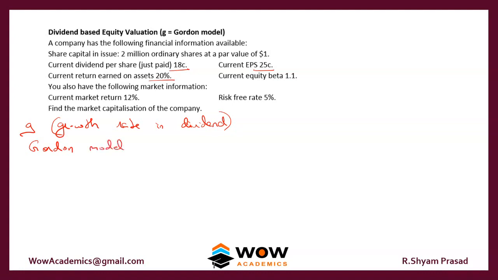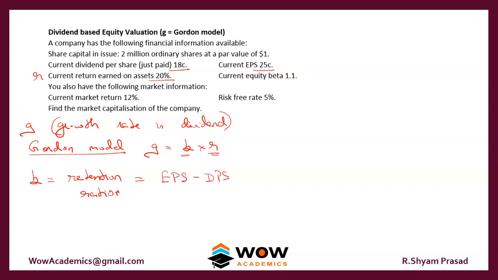So the Gordon formula says that G equals B into R. R is the rate of return on an asset, so we have the R, but we need to have the B. So retention ratio. What is retention ratio? Retention ratio is how much money has been retained. So it is (EPS minus DPS) divided by EPS into 100. So we'll substitute these numbers and we'll get the B.